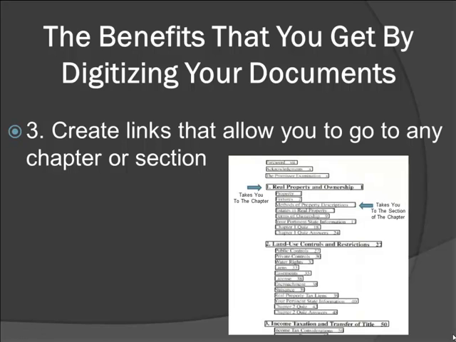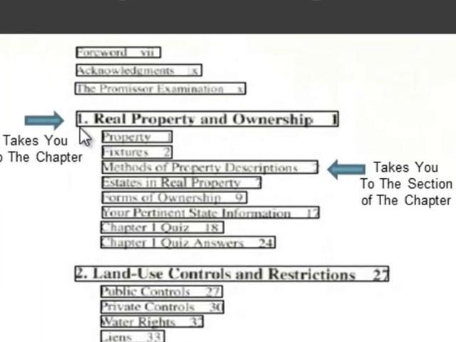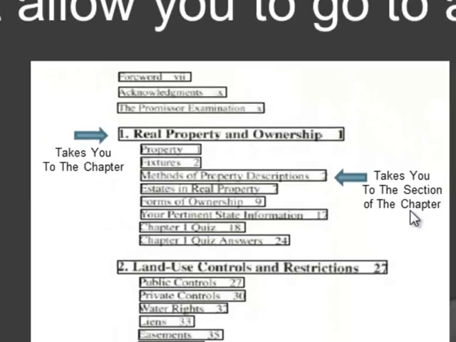Create links that allow you to go to any chapter or section. For instance, clicking on this, which is chapter 1, takes you to the chapter. Then if you click on one of these, it will take you to the section of that chapter.